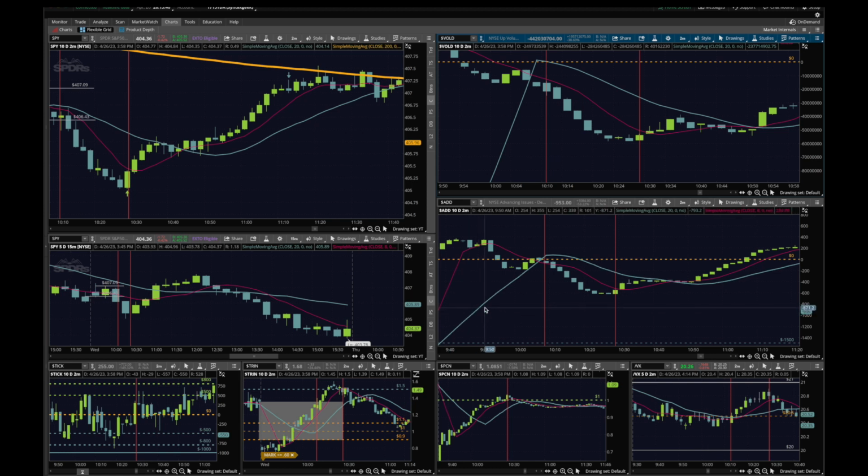I plan on putting out another video soon on how I find dynamic levels for SPY. You could find these levels on anything that has a liquid options market. So stay tuned for that.